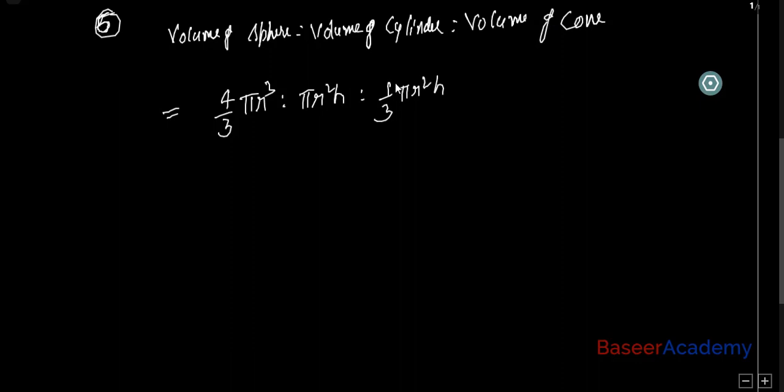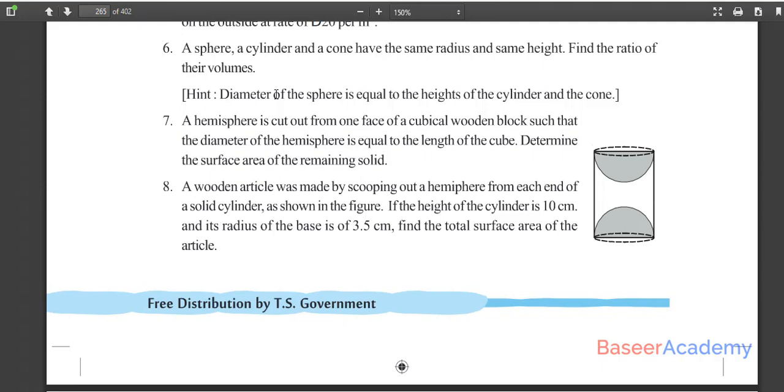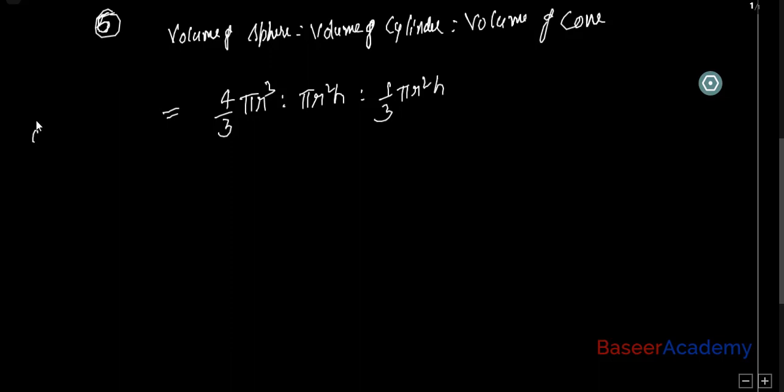So what I'll do is, we have a hint given here in the question. Diameter of the sphere is equal to height of the cylinder and the cone. So the diameter of the sphere will be 2r, right? So this 2r is equal to height. The diameter of the sphere is nothing but twice the radius, so diameter 2r is equal to h. That's the hint given in the question.